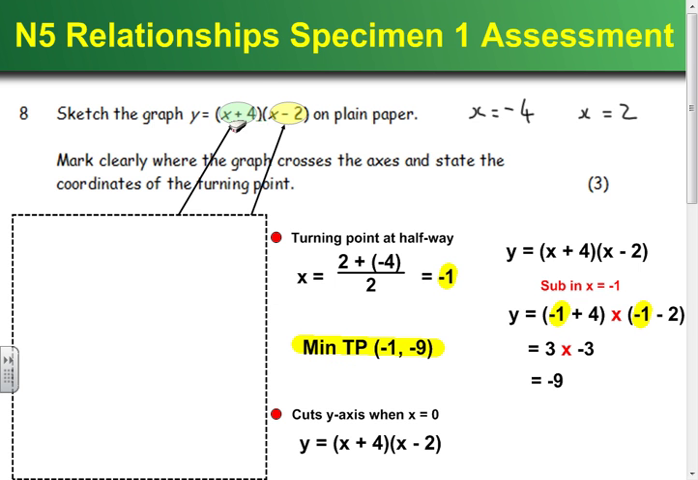Why is it a minimum? Because if you multiplied out this bracket, you would get an x squared term that would have a plus in front of it, and that creates a minimum. If it had a negative in front of it, it would create a maximum.